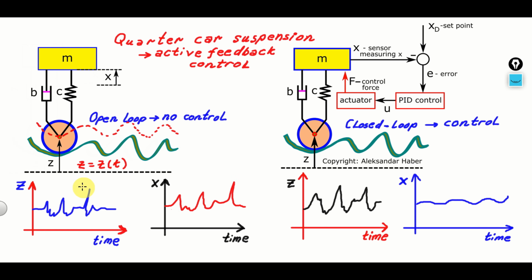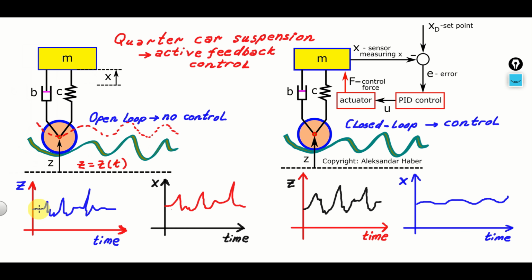Then, another important thing should be observed over here. Due to the road irregularities, this function is quite random. Over here, you can see one realization of z as a function of time. This is a stochastic process in time actually. In the control engineering terminology, z represents the input disturbance to our system.